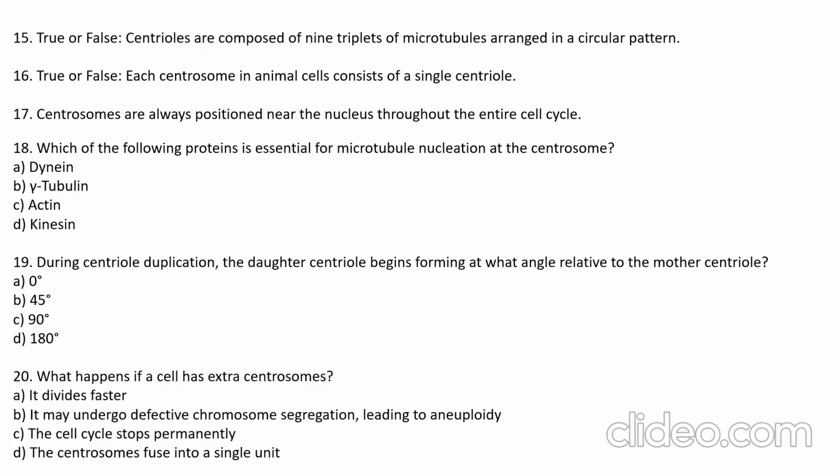All right. So then the last question for this slide. What happens if a cell has extra chromosomes? Option B. That is correct. Good job. So that's correct. It may undergo defective chromosome segregation, and that could lead to aneuploidy.